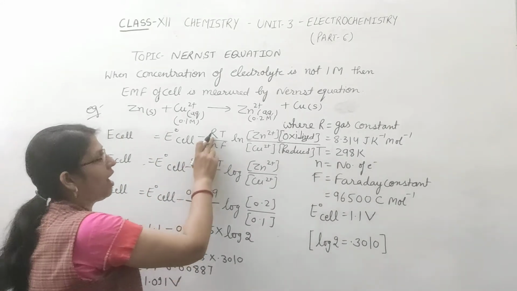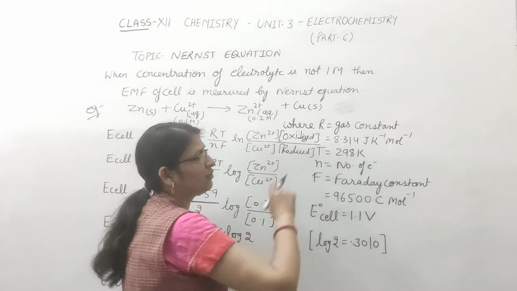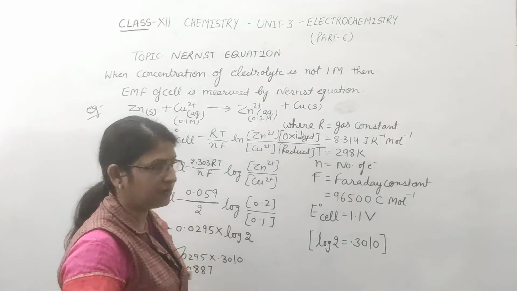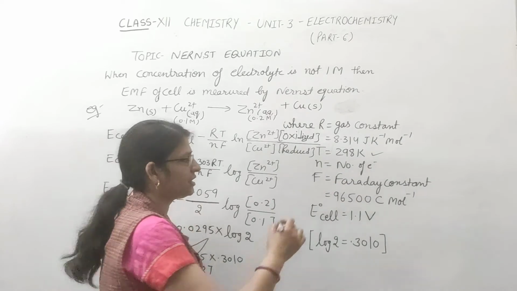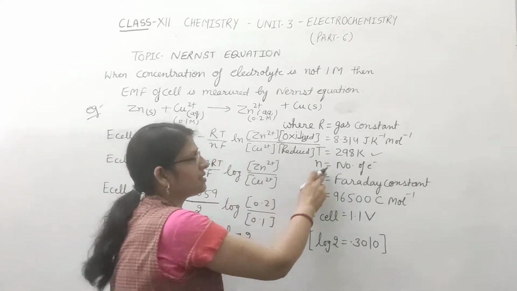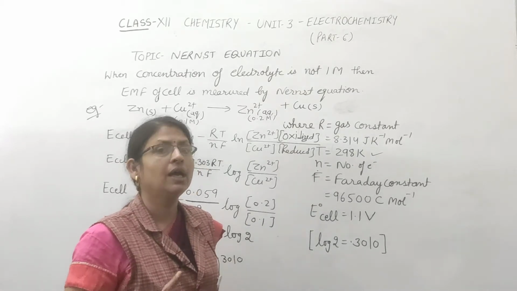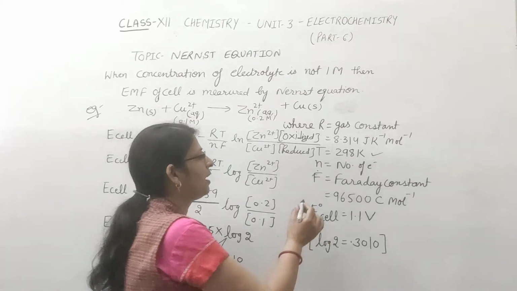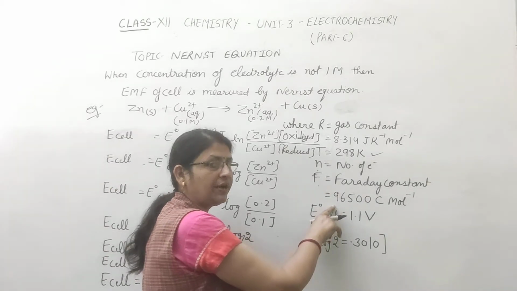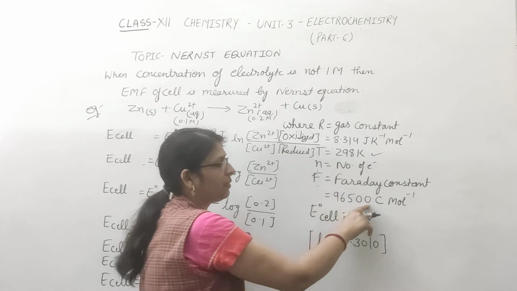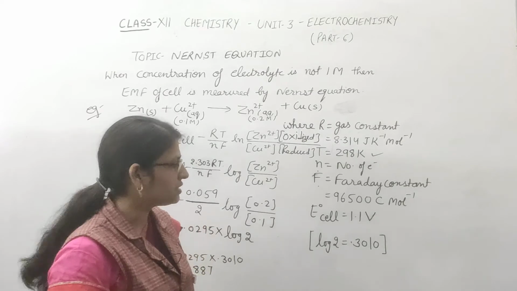What is here? R is the gas constant. Its value is 8.314 joule per Kelvin per mole. Temperature is 298 Kelvin, the standard temperature. n represents the number of electrons transferred in each redox reaction. F is the Faraday constant, and we take its value in round figure as 96500 coulomb per mole. It is a standard value of the Faraday constant.